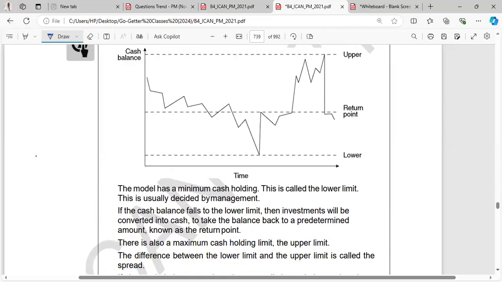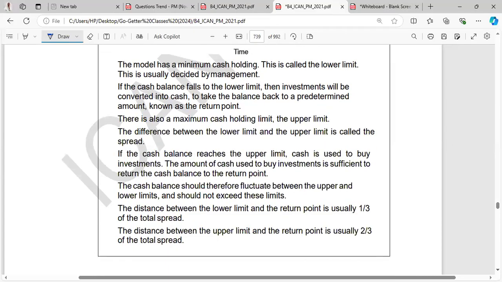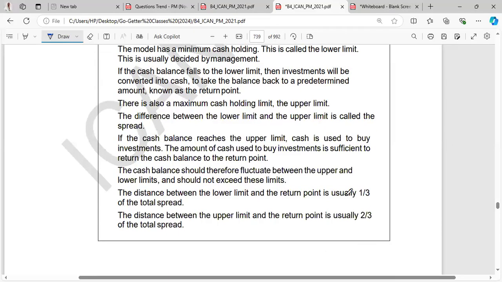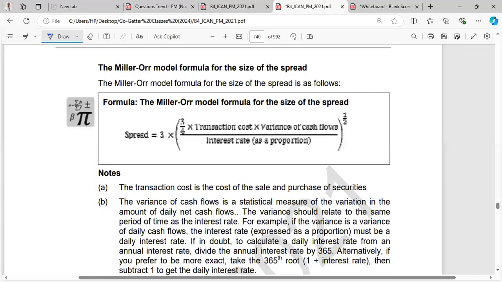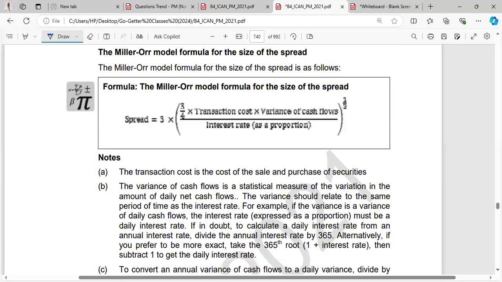So what it means is that the distance between the lower limit and the return point is usually 1/3 of the spread. So you'll be given the spread formula for you to look for the upper and lower limit. So look at the spread formula. You may not need to cram it because it will be given to you in the exam. So this is the spread.